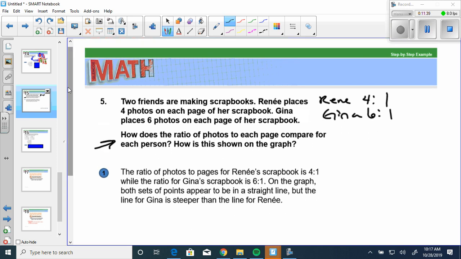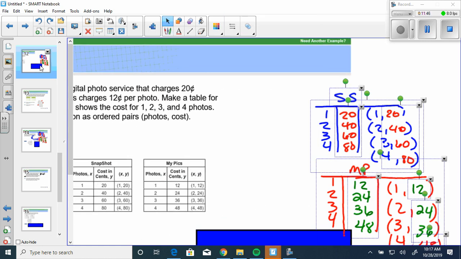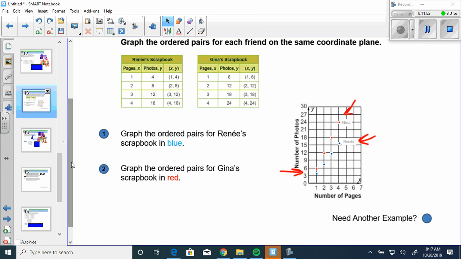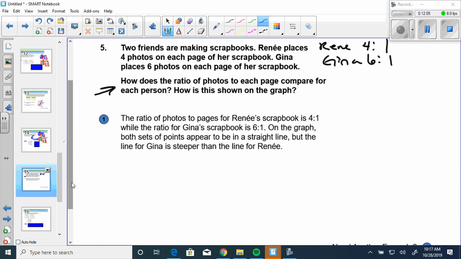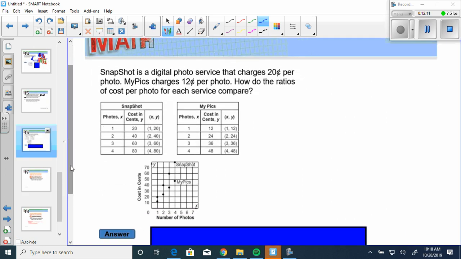So if you go back and you look at that, let's see, I got it all messed up in here. Here we go. So you can see that Gina is steeper than Renee. Okay, and that's just what they were saying there. So Gina was steeper. So that's a good observation. So here, Snapshot, we go ahead and we look at our information. We have Snapshot coming up here, while we have MyPix going up here. What you can see is that Snapshot costs more per photo for each service.